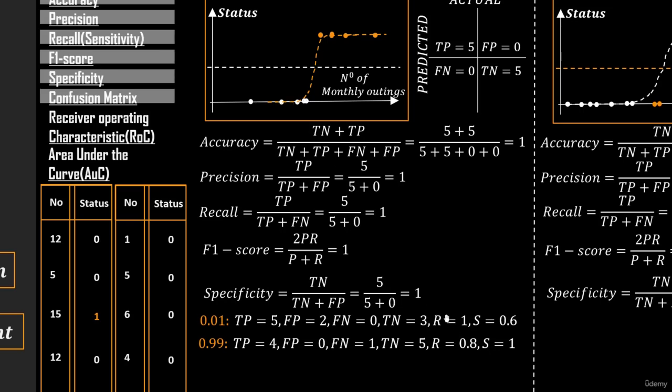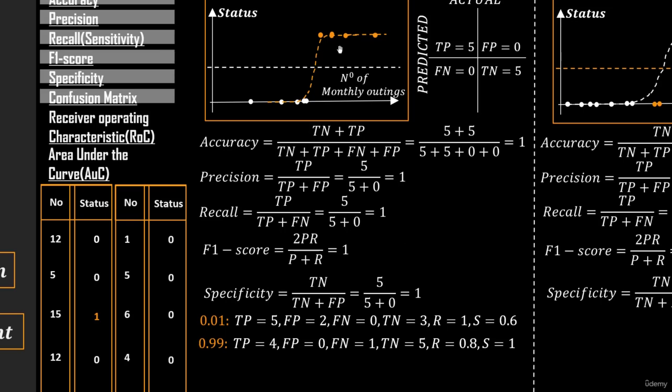Then from this, we could recalculate the recall. The recall value in this case is still 1. That's because the number of false negatives is actually 0. Then we have the specificity. This S stands for the specificity, which is TN, in this case 3, divided by 3 plus FP. FP is 2, so 3 divided by 5 is 0.6. So our specificity moves from 1 to 0.6.